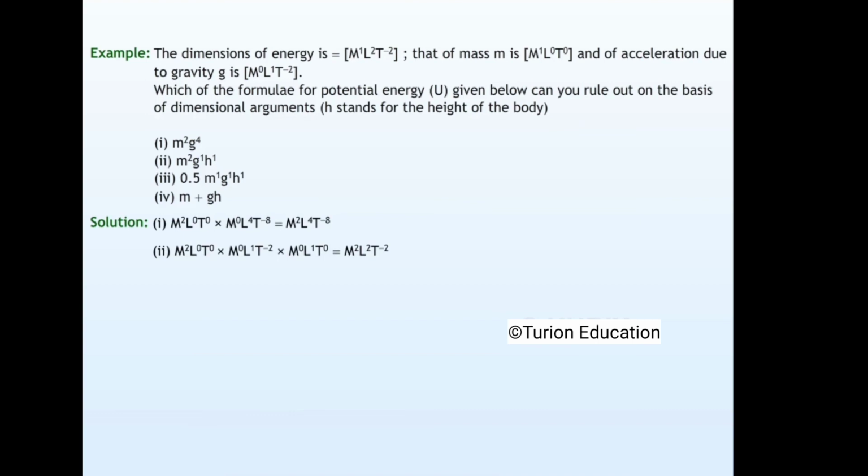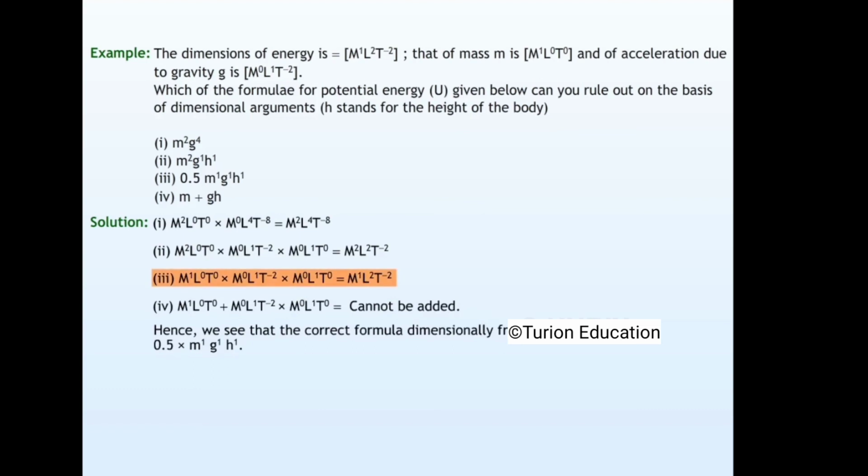Second, M2 L0 T0 into M0 L1 T minus 2 into M0 L1 T0 equals M2 L2 T minus 2. Third, M1 L0 T0 into M0 L1 T minus 2 into M0 L1 T0 equals M1 L2 T minus 2. Fourth, M1 L0 T0 plus M0 L1 T minus 2 into M0 L1 T0, this cannot be added. Hence, we see that the correct formula dimensionally from the given options is 0.5 into M1 G1 H1.